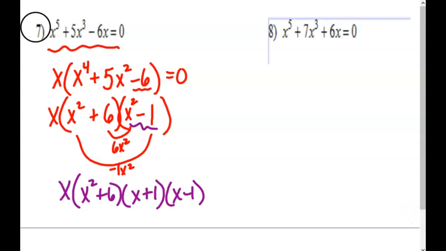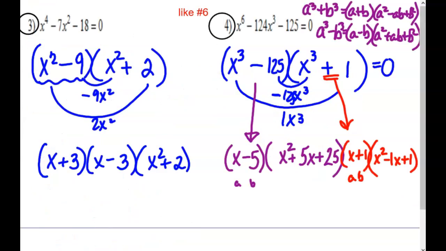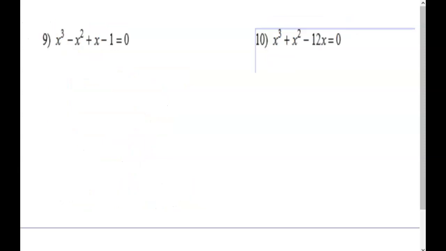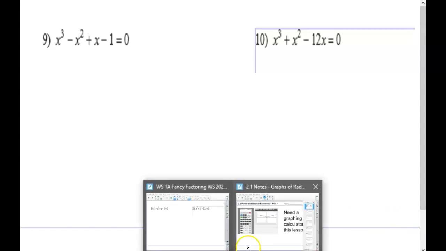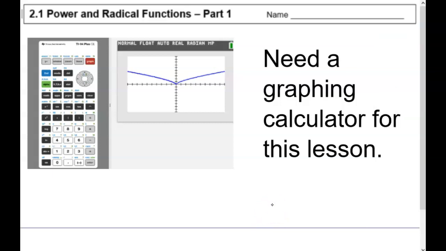All right, I would like you eventually, before you leave today, to go back and try. You see how it says like number 9, like number 6? Yeah. So maybe you could work on finishing the rest of these. But for now, I'm going to go on and start 2.1. We're just going to do the first page of the notes because this is a review. Now it says you need a graphing calculator, but I'm not super sure you do need a graphing calculator. I'll just start mine up in case we need one.